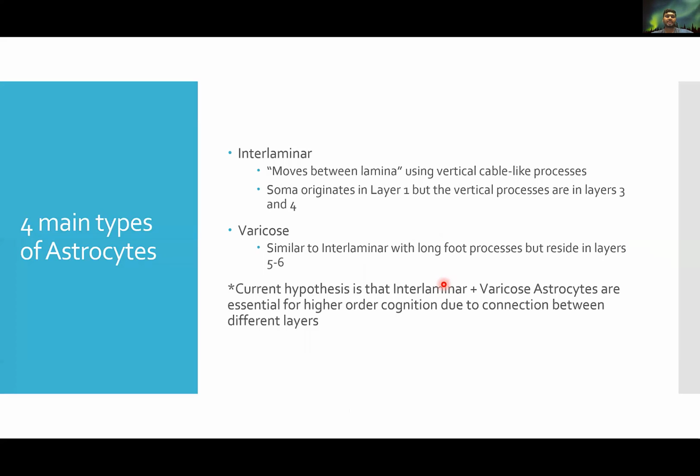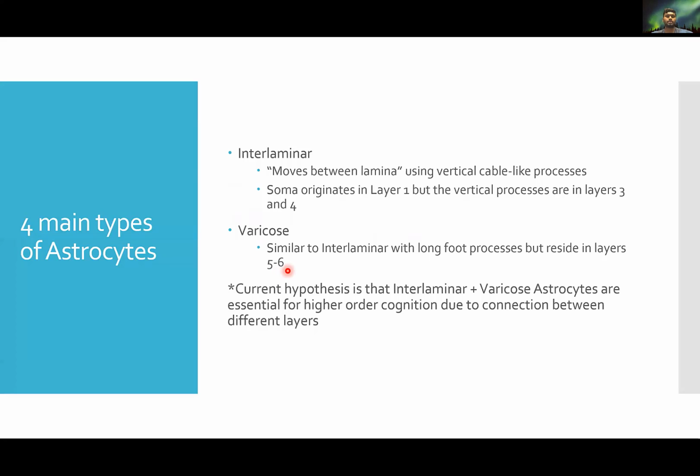So the next two types of astrocytes, I put them together in one slide just because they're very similar, just in different layers, as we'll see. The first one is interlaminar, and it's called interlaminar because it moves between the lamina using vertical cable-like processes. I'll also show a picture later on in the next slide to show this really well. But what this means is that the soma, or the cell body, originates in layer 1, but the vertical processes are in layers 3 and 4. Now, varicose astrocytes are basically the exact same thing, except that they reside in layers 5 through 6.